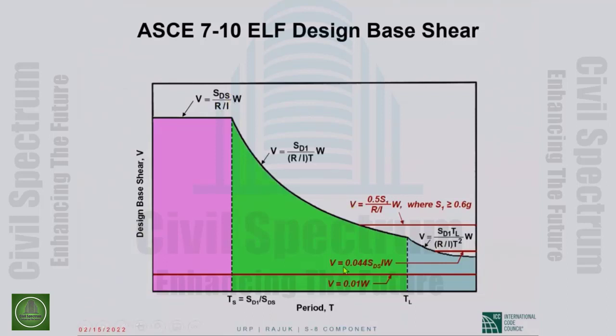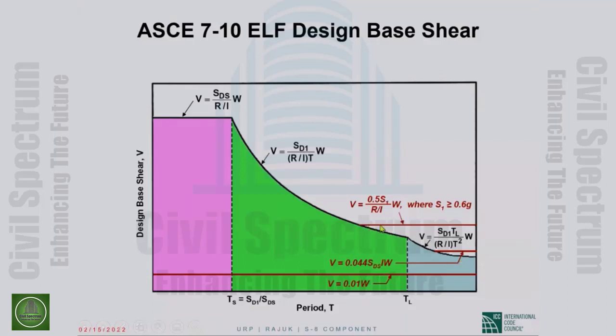And then at the long period end, when 1 over T or 1 over T squared would give us very low design base shears, we impose minimum design base shears. There is a minimum design base shear that is independent of the seismic design category, 0.44 S sub DS times I times W. That would be very low when S sub DS is low, but we don't allow it to go any lower than 1% of the weight.